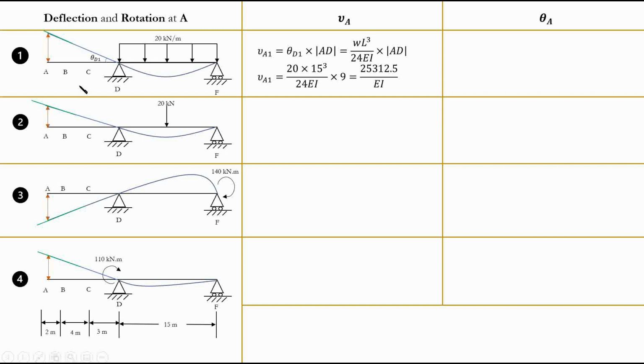Now, if I know that, then my deflection is equal to tangent theta D1 multiplied by this portion AD, the length of AD, which is what you see here. Theta D1 times the length of AD, from the triangle equation. So basically just basic geometry. Now, you might think, okay, this is tangent, why did I use theta D1?